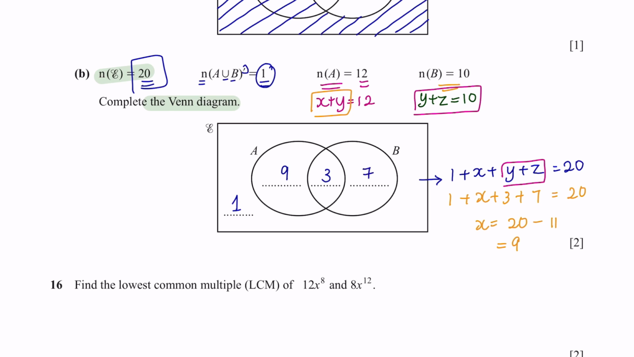Let's just recheck our answer. The sum of A is 12. 9 plus 3 is 12. And then the sum of B, all of this, is 10. 3 plus 7 is indeed 10. So your answers here are correct. And if you sum all these numbers up together, you will get 20.